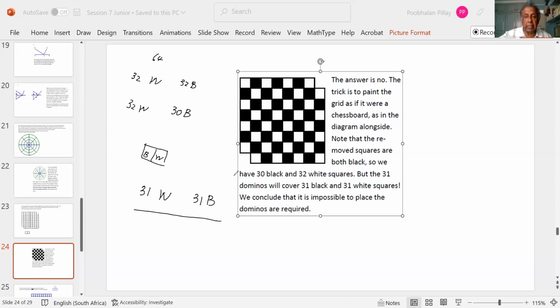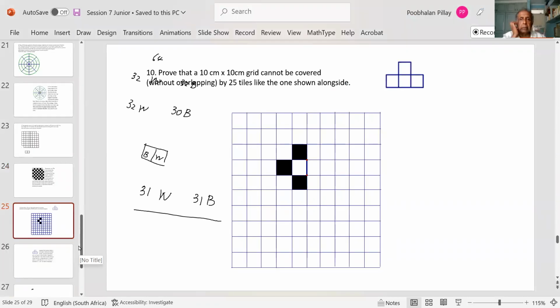A very beautiful way of showing it's impossible. And the way to prove this is you assume it is possible, and then you come to a situation which is untrue. The moment you do that, you ask, what went wrong? What went wrong was that the assumption I made is false. So the assumption we made is, suppose it can be covered, and that is now false, and therefore what is true is that it cannot be covered with 31 dominoes.